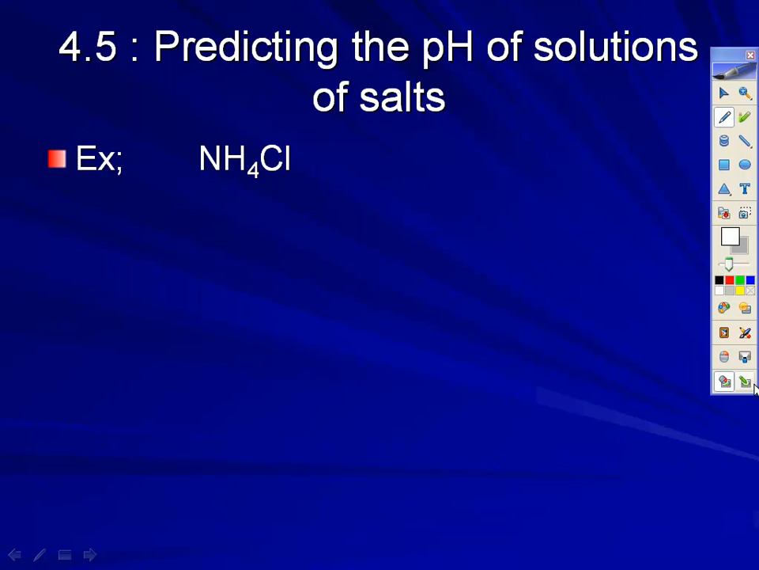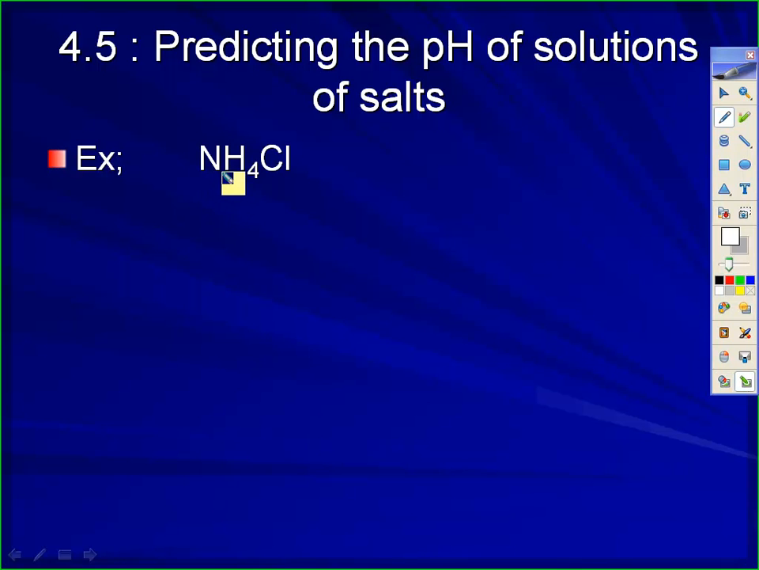Okay, so there's the example that we just talked about. So we went through step 1, which was to identify the parent acid and the parent base. We said that was going to be NH3 for our parent base and HCl.